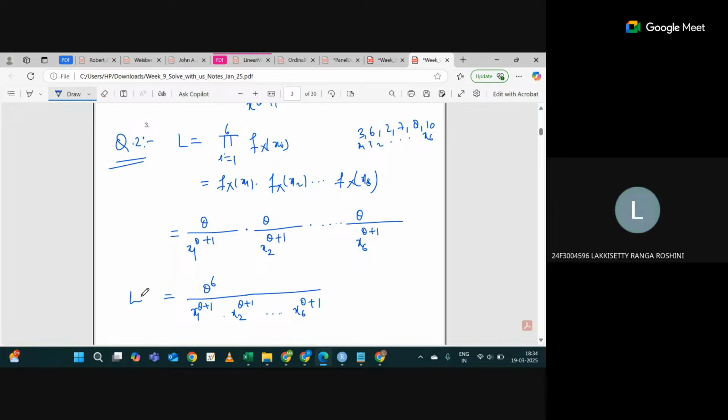Excuse me, sir. Yes. As these are IIDs, so can we write theta by x raised to power theta plus 1, whole power 6? Okay, these are IID. What do you mean by IID? So this, independent and identically distributed. Yeah, I'm not asking about the full form.